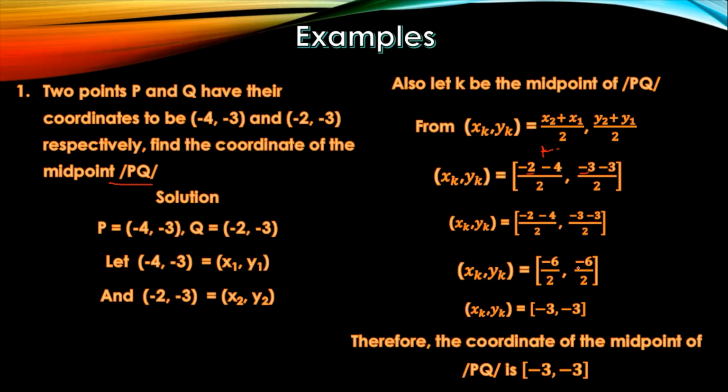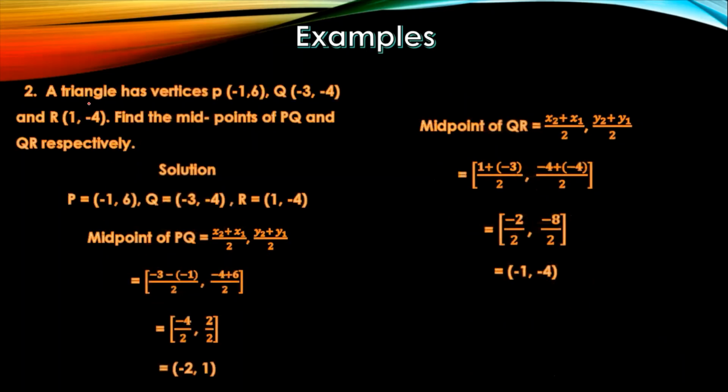-3 will give us -6. So -6 divided by 2 will give us -3. -6 divided by 2 will also give us -3. So the coordinate of our midpoint between line PQ is (-3, -3). Is that okay? Okay. Let's move on to the second question.